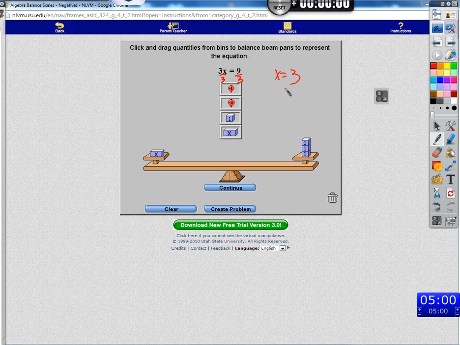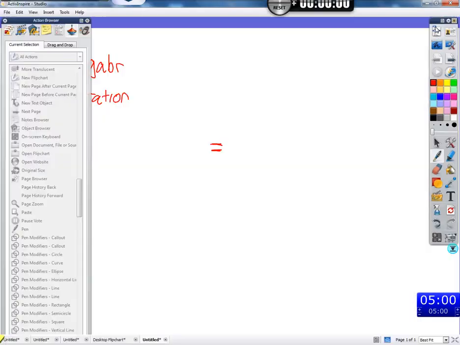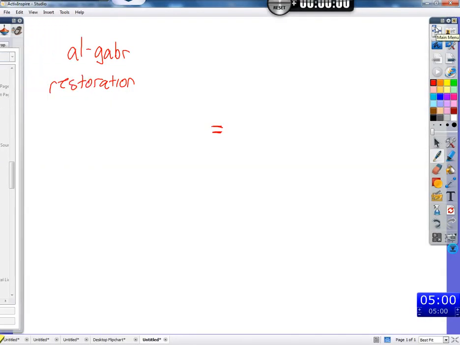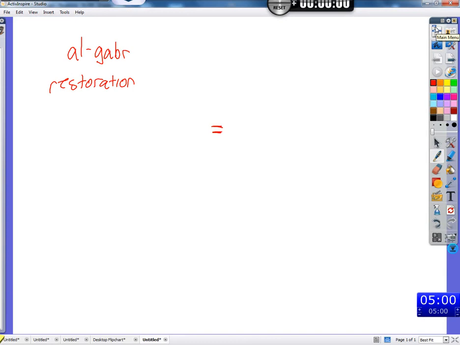Are there any questions about that? Because then we'll do equations. This is limited. It can't do too many. It can't stack too many things high. So we'll come back to these regular equations.